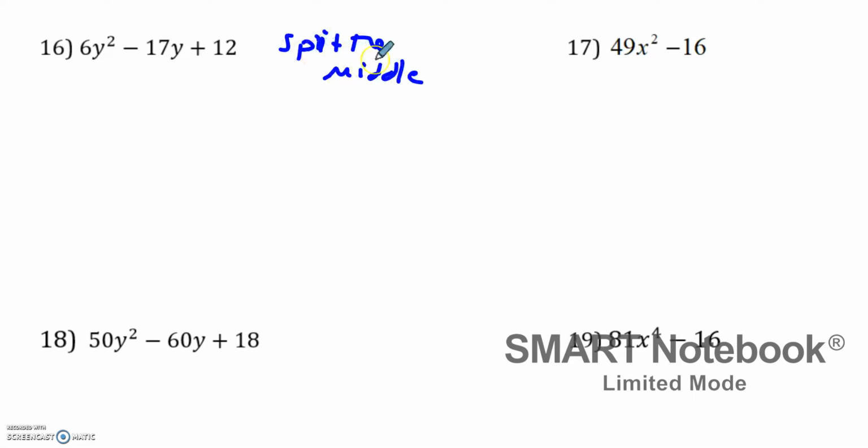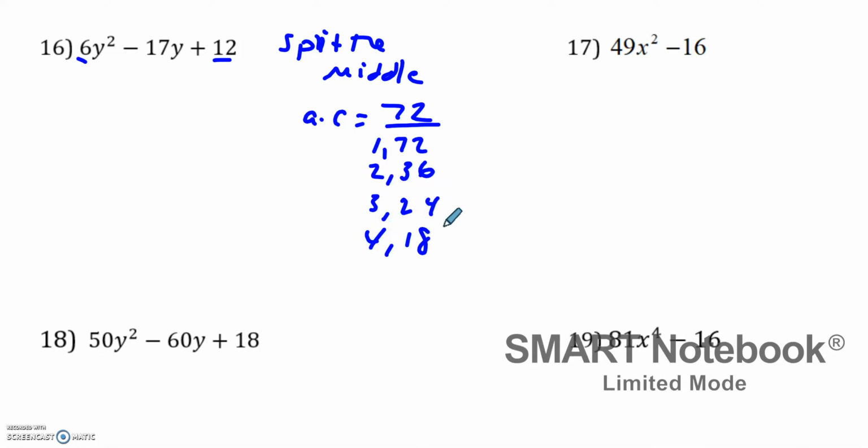And the first thing we want to do for split the middle is multiply a times c. 6 times 12 is 72. My options for 72 are 1 times 72, 2 times 36. 72 divided by 3 is 24. 72 divided by 4 is 18. 5 does not go in. 6 does. 6 times 12. And then finally 8 times 9.